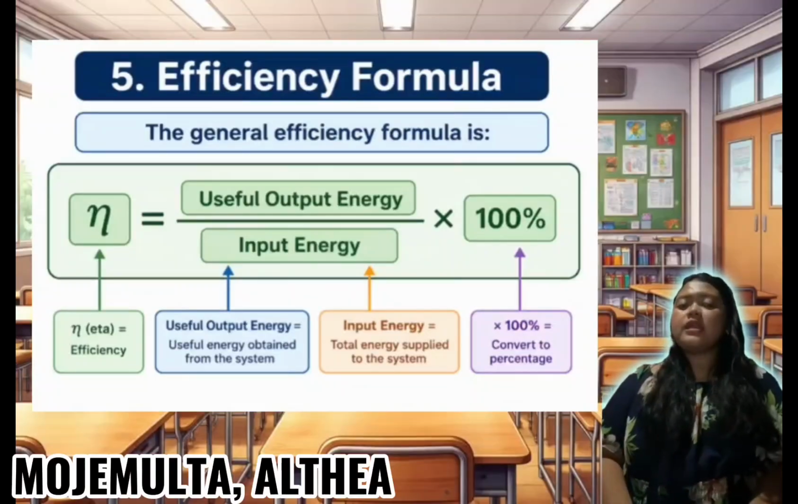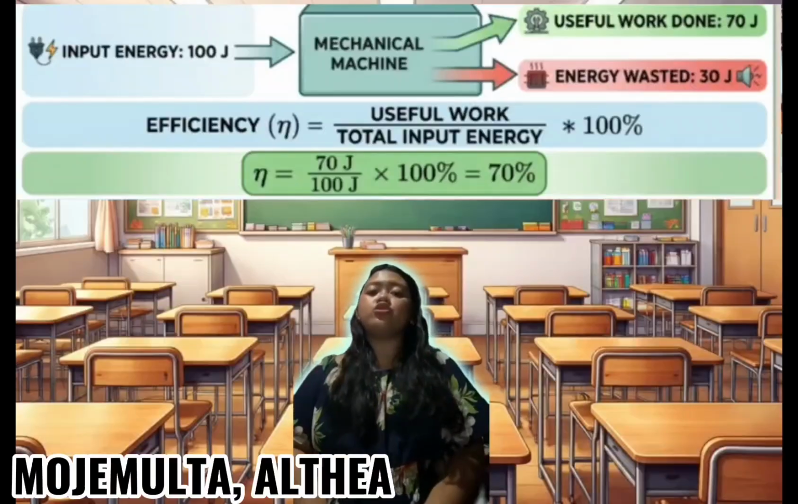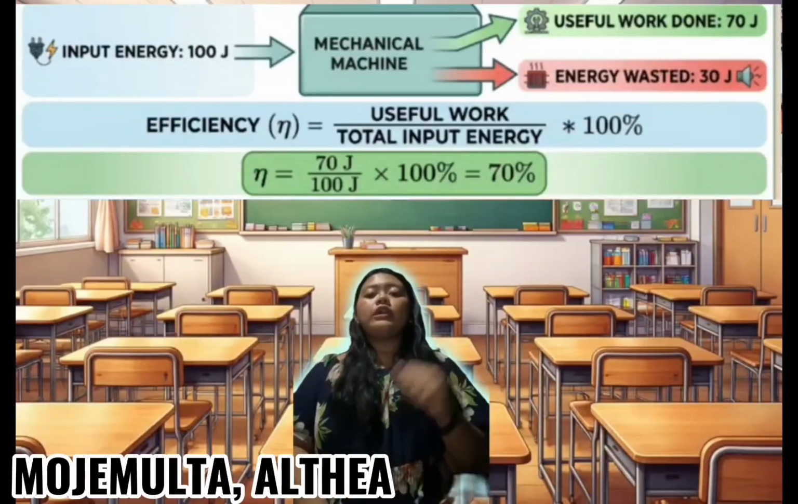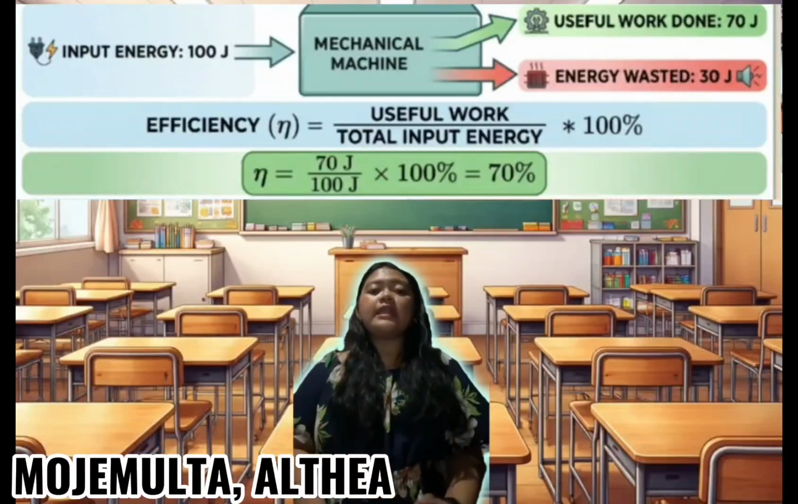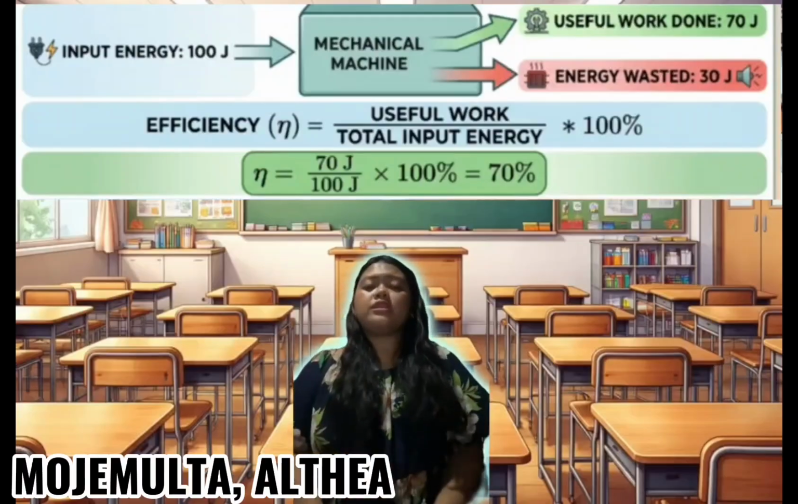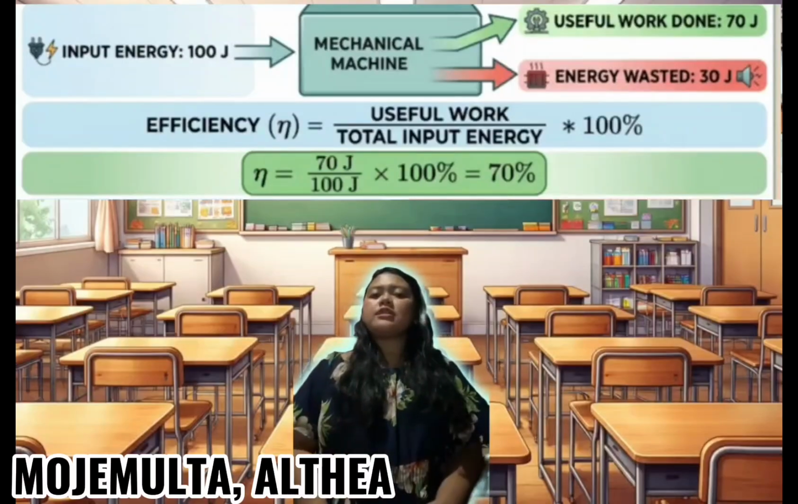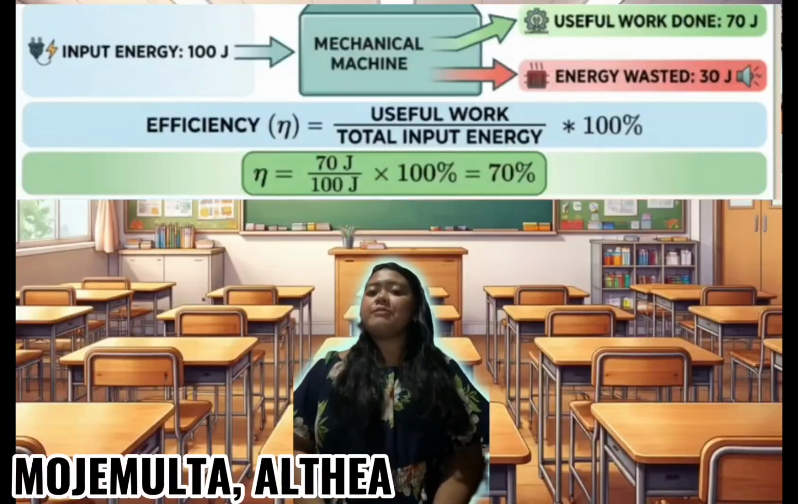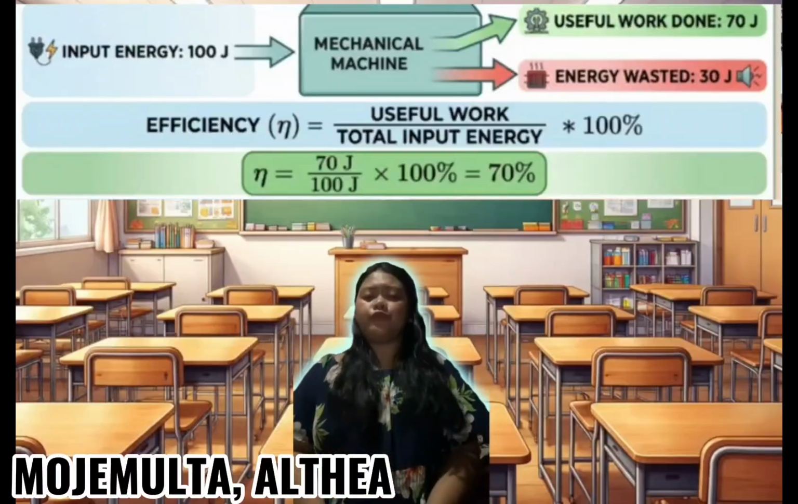One example of this is if a machine receives 100 joules of energy and produces 70 joules of useful work. In equation, it is η equals 70 over 100 times 100% equals 70%. This means that 30% of the energy was wasted. An important concept in thermodynamics is that no real machine is 100% efficient. This limitation is explained by the second law of thermodynamics, which states that some energy always becomes unavailable for useful work.